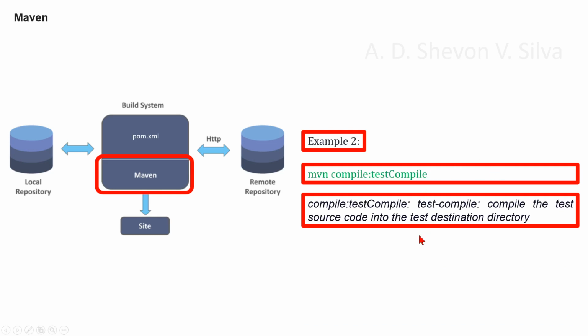As example 2, we can consider this one, Maven compiler:testCompile. Here compiler is the plugin, and this is the goal, called test compile. This compiles the test source code into the test destination directory.